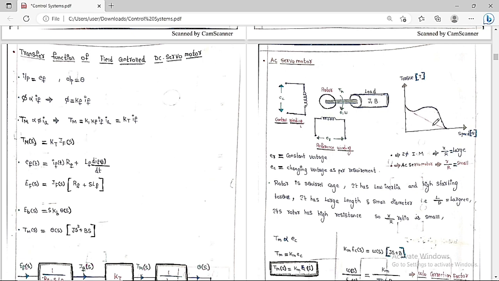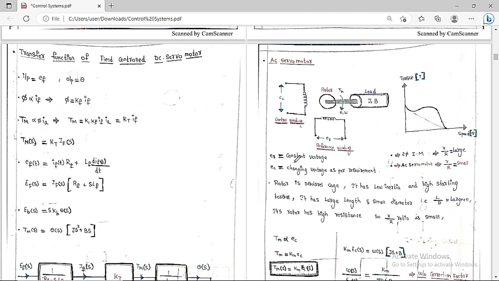Whereas this is the graph of the torque speed characteristics of the AC servo motor and its X by R ratio is very, very small. So big means bigger size, less means lesser size. That is the shortcut to remember. For the two-phase induction motor, this is the torque speed characteristics and its X by R ratio is very large. And this is the graph for the AC servo motor and its X by R ratio is very small. These things always you have to keep in your mind.